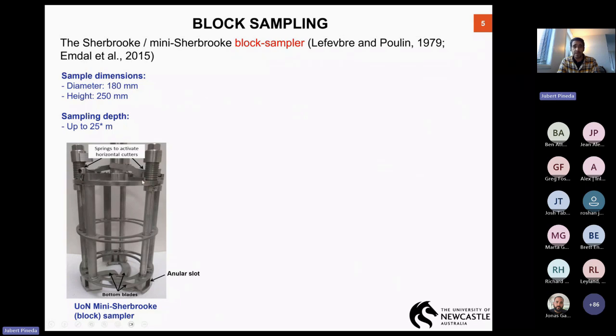And now this is the option. The reduced version has a diameter of 180 millimeters. To use it, you have to have a 200 millimeter borehole. Then the height of the sample that you can get is up to 250 millimeter, from which you can get several triaxial and odometer samples for laboratory testing. The maximum depth where this sampler has been used is 25 to 30 meters, just because of the constraint of the drill rig, right? But there is no reason why we could not reach deeper depths.